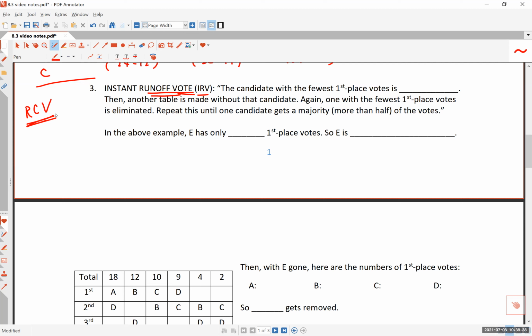RCV standing for ranked choice voting. Okay, so this is ranked choice voting, otherwise known as the instant runoff voting.